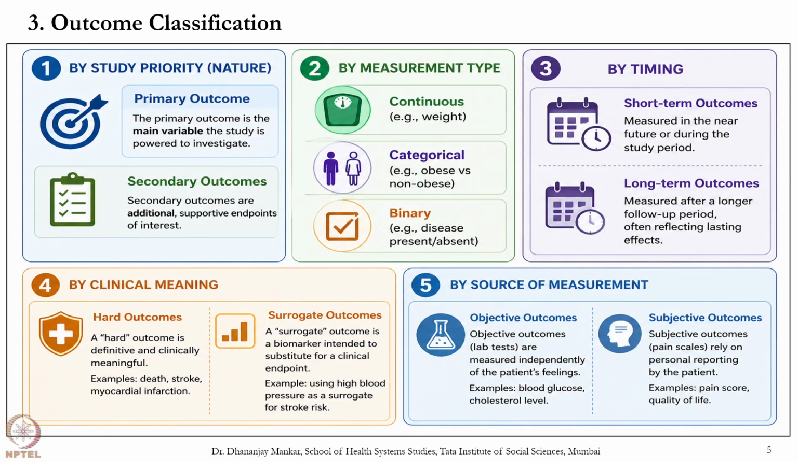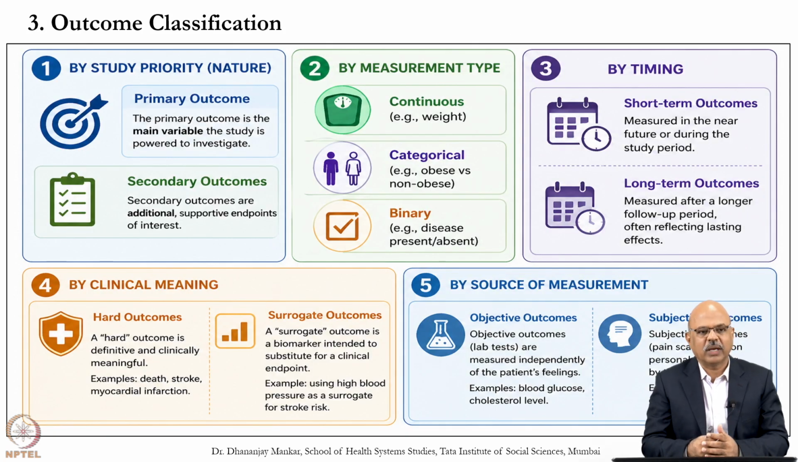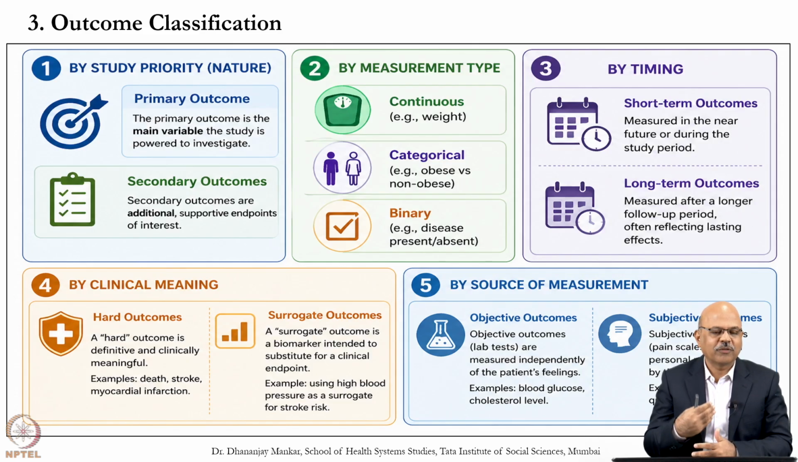Then comes the classification, how an outcome is categorized. By study priority, you may call it a primary outcome, or a secondary outcome based on the additional supportive endpoints which are listed, where a study may have secondary outcomes alongside a primary outcome.